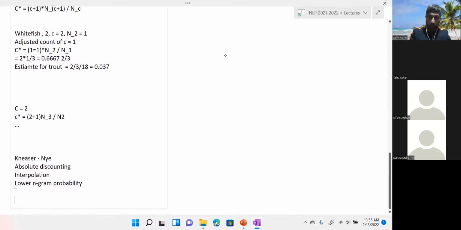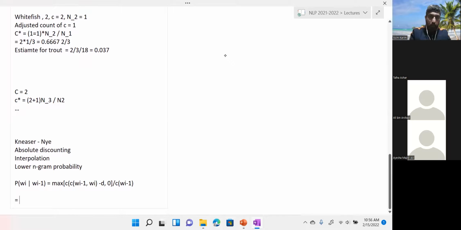So what is absolute discounting for bigrams? So Wi minus 1. Simply we do max of C(Wi minus 1, Wi) minus D and 0, divided by, of course, C(Wi minus 1). So what have we done in the numerator? In the numerator, we simply have C star divided by C.